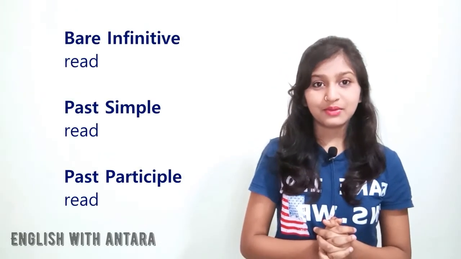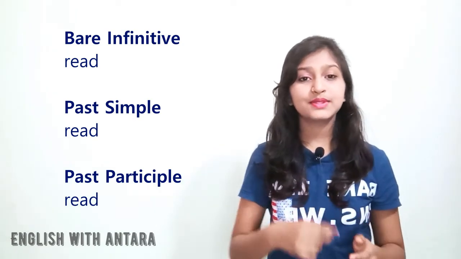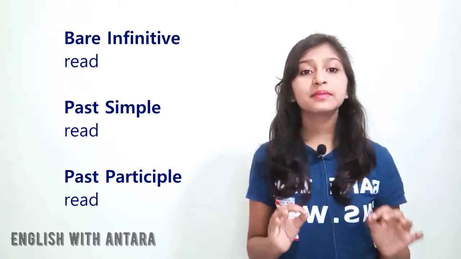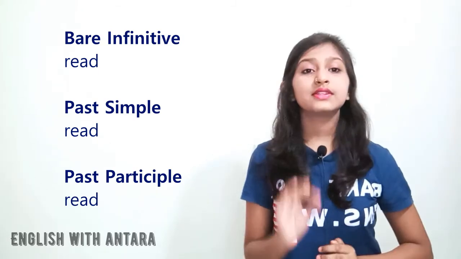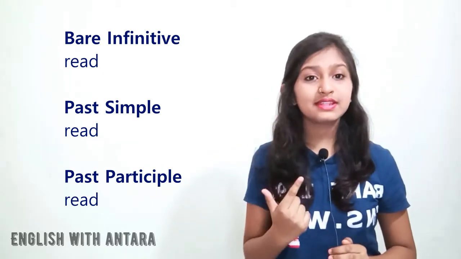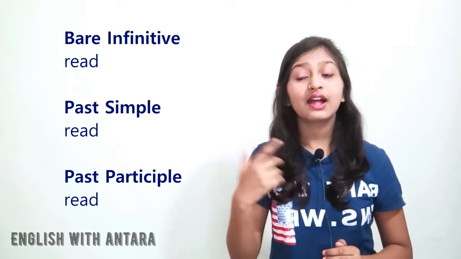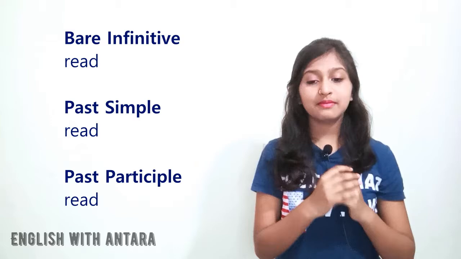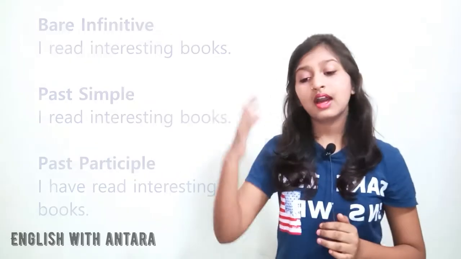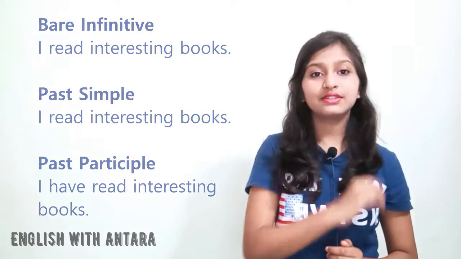So let's take a simple example. Read. You cannot just add ed to the verb to make it past simple. It becomes readed, which is incorrect. The correct past simple form is read, and the past participle form is also read. Now the spelling is exactly the same, but the pronunciation changes. Read, just the way we pronounce the color red. So you see here, we don't add ed to the verb to make it past simple. For example, I read interesting books, and I have read interesting books.